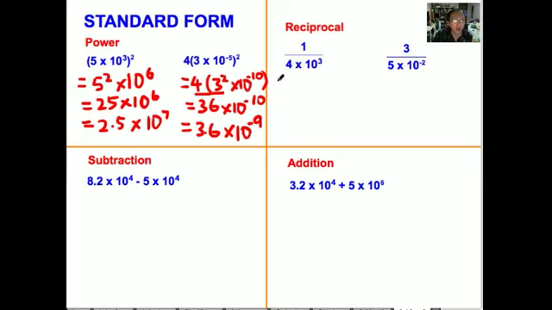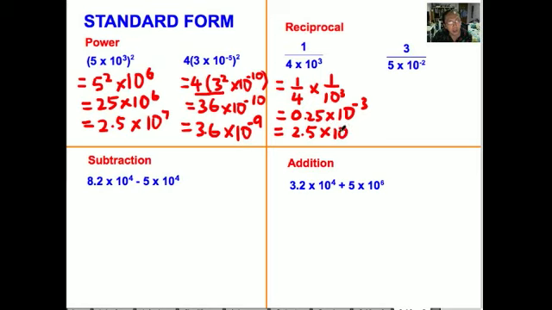We now take a look at reciprocal. A reciprocal can be written as separate fractions, 1/4 times 1 over 10 to the power of 3. And 1/4 is 0.25 times 10 to the power of negative 3. There's 1 zero in front, so that is a negative power of 1. Thus, this becomes negative 4.